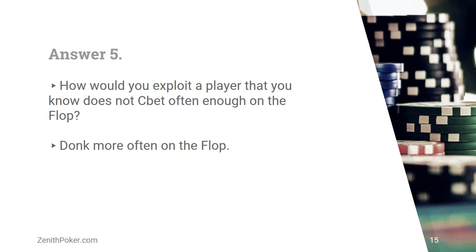If he c-bets, usually his range is strong. It's not necessarily that it's strong, it's just going to be stronger than your checking range, which is why you overfold.